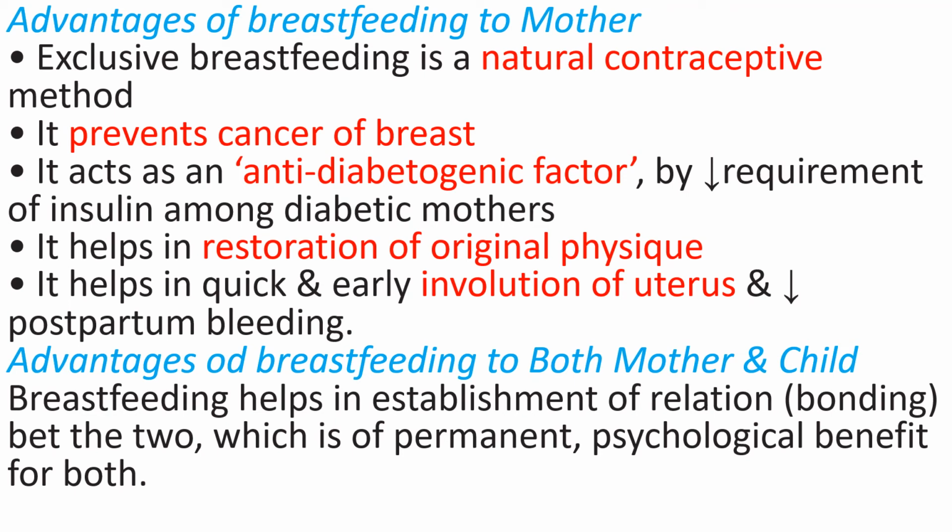Advantage of breastfeeding to mother. Exclusive breastfeeding is a natural contraceptive method. It prevents cancer of breast. It acts as an anti-diabetogenic factor by decreasing requirement of insulin among diabetic mothers. It helps in restoration of original physique. It helps in quick and early involution of uterus and decreases postpartum bleeding.